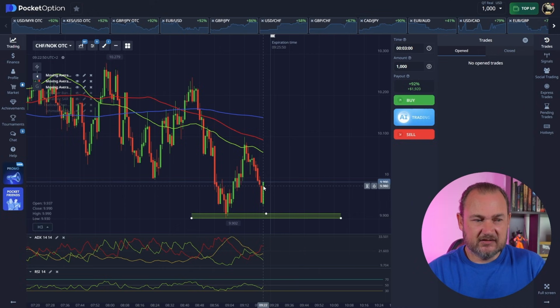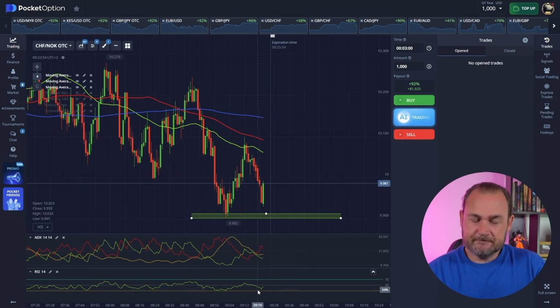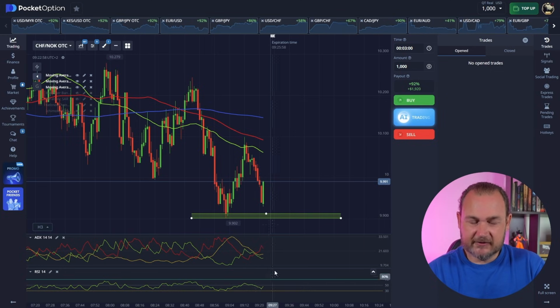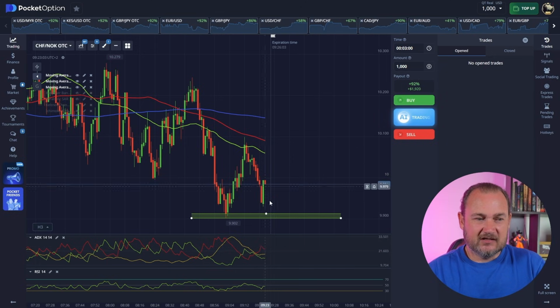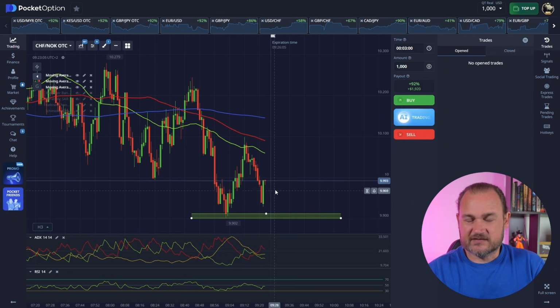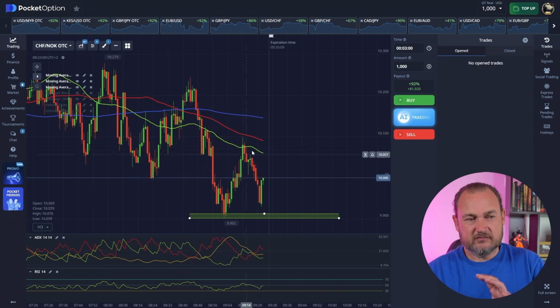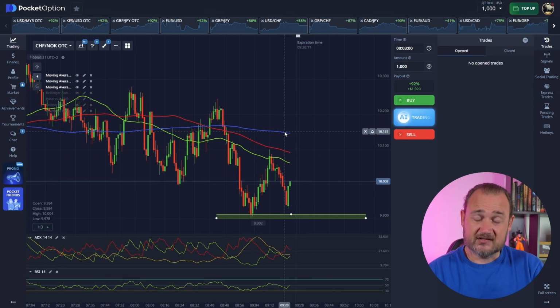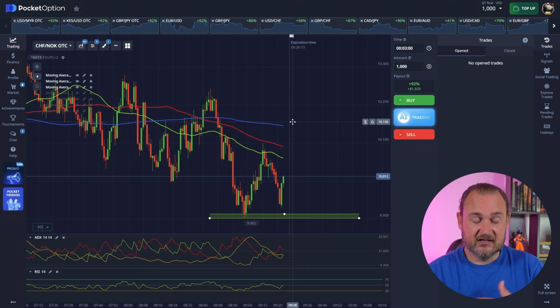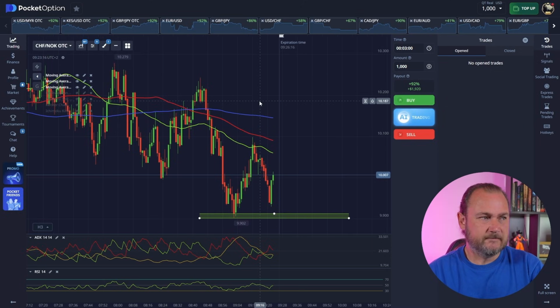This didn't play out. It didn't give us an entry, but if we did tap the support area and the RSI did in fact hit the oversold area, and we had a DI spike, a DI minus spike, that would have been a very nice buy entry for us. So combining it with the RSI and support and resistance, if you get entries like that, is even better.